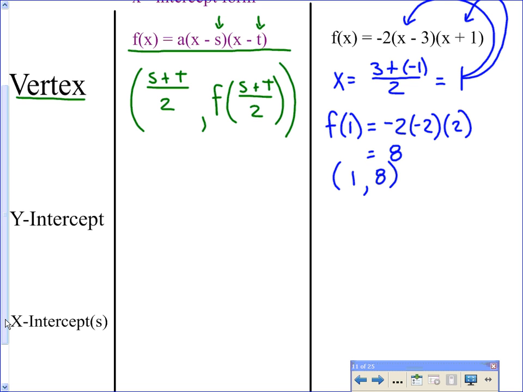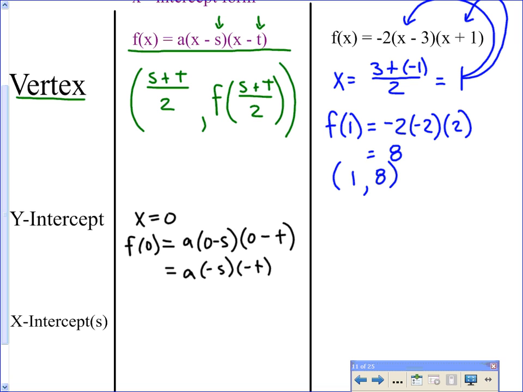And then for my y-intercept, again, I know that for my y-intercept, x is going to be equal to 0. So if x is equal to 0, then I find f of 0. And that's going to give me a times 0 minus s times 0 minus t. And when I simplify that, I get a times negative s times negative t, which is going to give me a times s times t, because a negative times a negative is a positive. All right, so I have that. Now let's go over and apply it to this example I have. If I want to find the y-intercept, it's just going to be a times s times t.